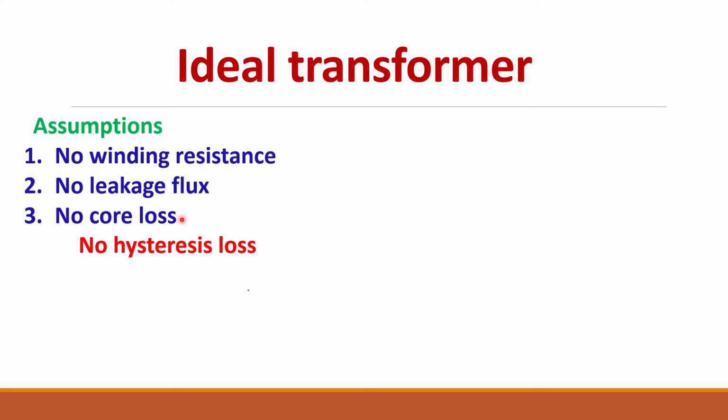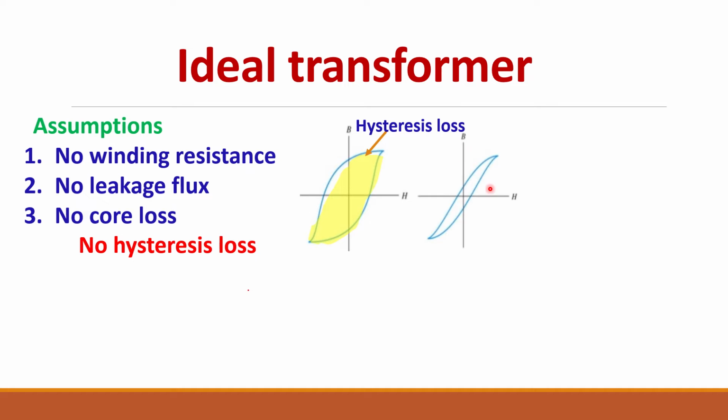Core losses are of two types: one is hysteresis and another one is eddy current. First, hysteresis loss. You see the BH curve. The area under this curve represents the hysteresis loss. So if you have such a big area, it means that hysteresis loss is going to be very high. We always prefer to have a small one, or ideally it should be a linear one. A straight line should be there.